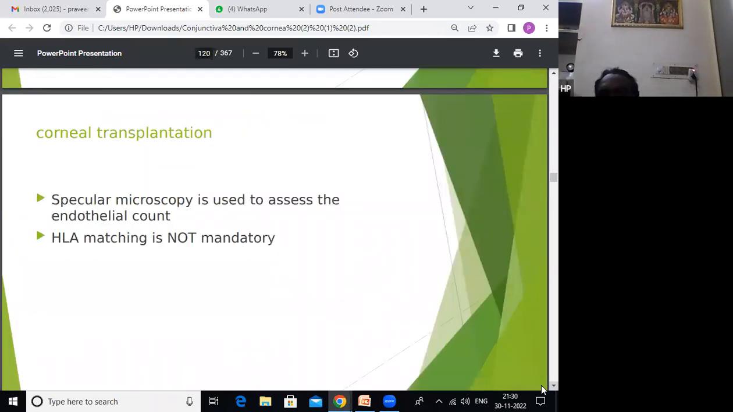Corneal transplantation is a question. In corneal transplantation, I'm telling again, you don't need blood grouping. You don't need blood grouping and typing or matching. You don't need HLA cross matching.